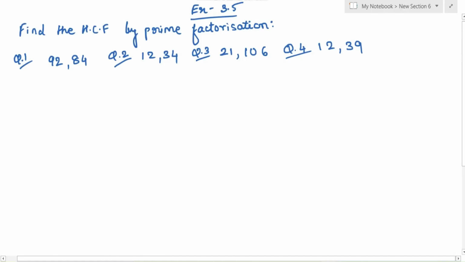Today we are going to solve exercise 3.5 where we need to find out the HCF. HCF means highest common factor by prime factorization method. So question number 1 is 92 and 84. First we will take out the prime factorization of both of them.